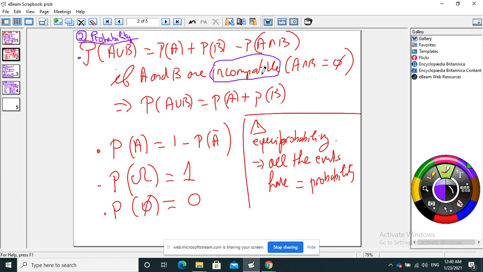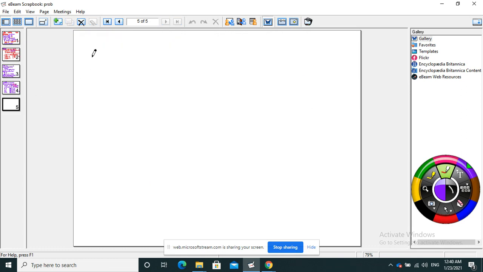If A and B are incompatible, it means the intersection is empty, there is no intersection, so I will have P of A union B equals P of A plus P of B. P of A bar is 1 minus P of A. P of omega is 1. P of phi is 0.